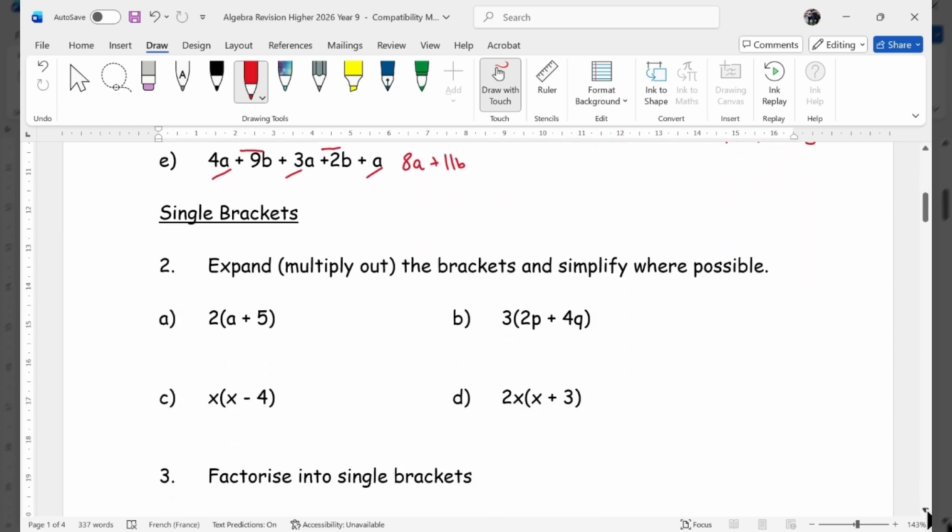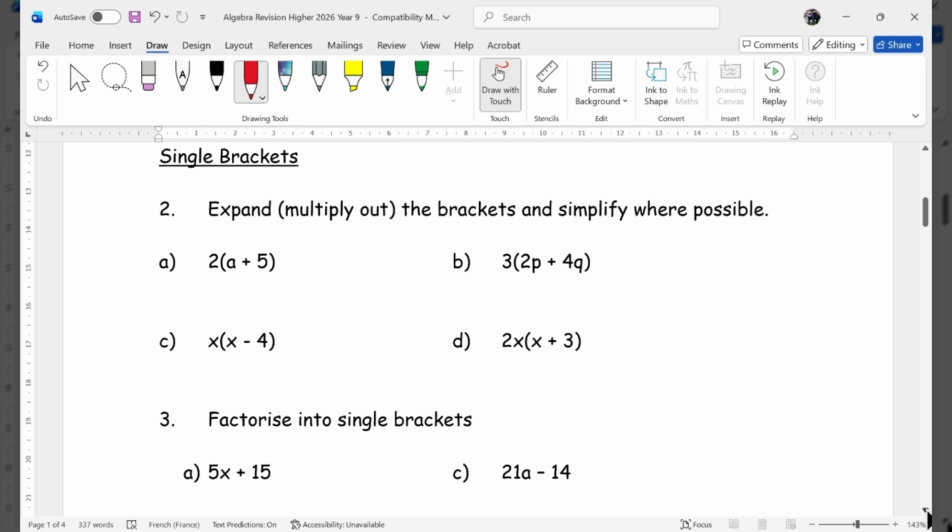Now we're into single brackets. Expand single brackets, okay? 3 times 2p is 6p. 3 times 4q is 12q. x times x is x squared. x times 4 is 4x, but we're not timesing 4, we're actually timesing minus 4, so it will become minus 4x. And 2x times x is 2x squared. 2x times 3 is 6x. That's totally fine, right?